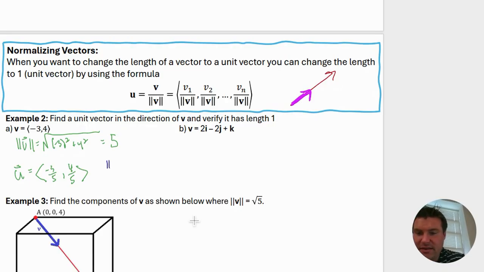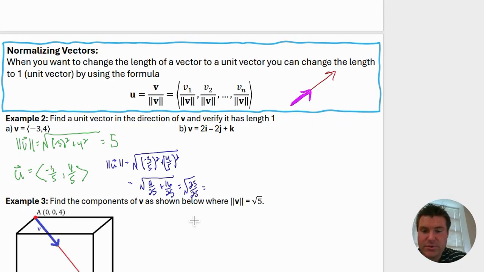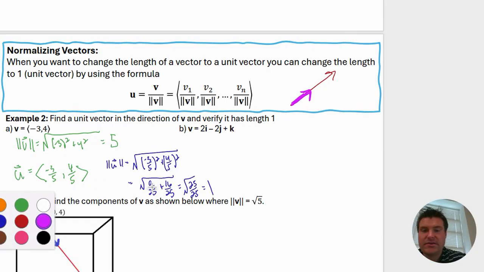This does ask us to verify, so I'll totally verify this for you. If I were to find the length of this unit vector, so -3/5 squared plus 4/5 squared, that would give me 9/25 plus 16/25, which is 25/25, which is 1. Square root of 1 is 1. We just verified that this unit vector has length 1. Go ahead and move on to the next one.